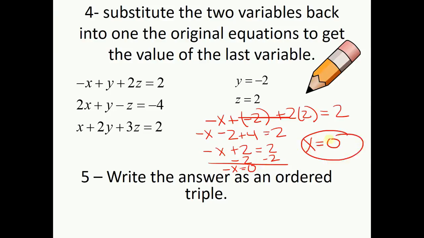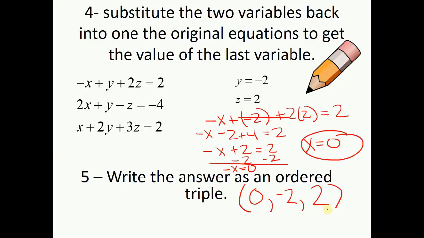So now I have the values of the three variables. So I'm going to write them as an ordered triple. It's going to look just like an ordered pair, but you're going to have an x, y, z inside. So it's going to be x first, which is 0, y, which is negative 2, and z, which is 2. So my answer to my system is 0, negative 2, and 2.